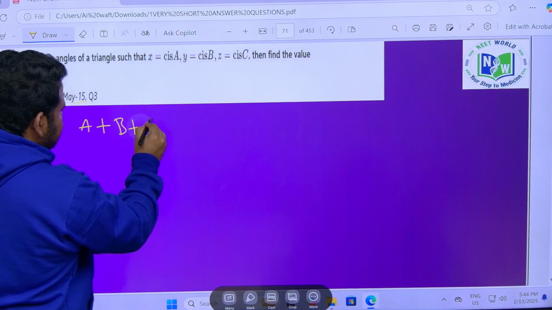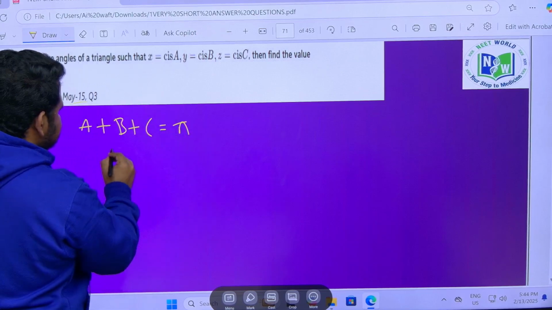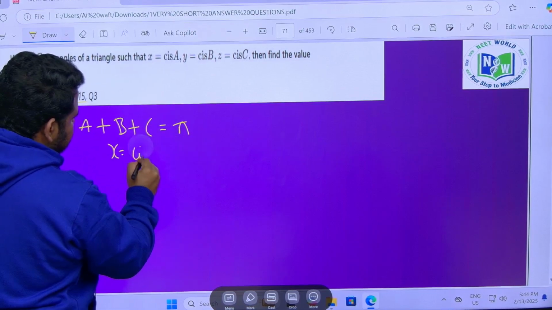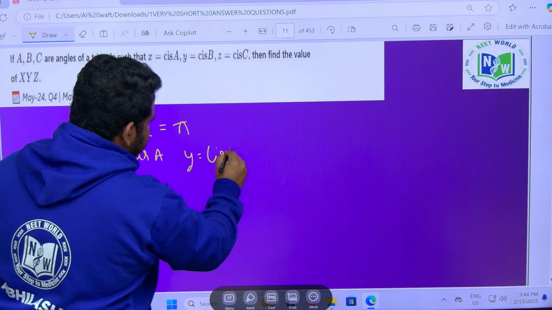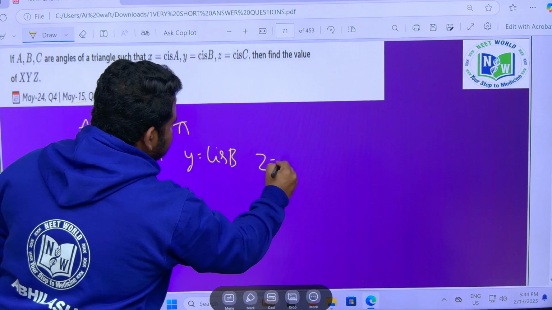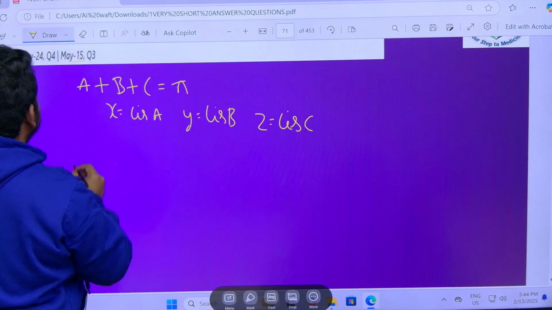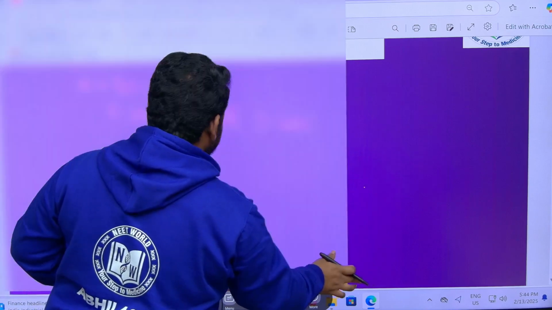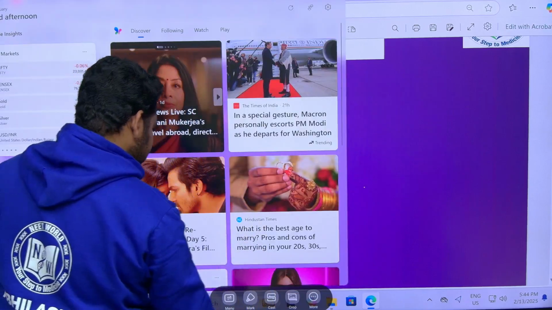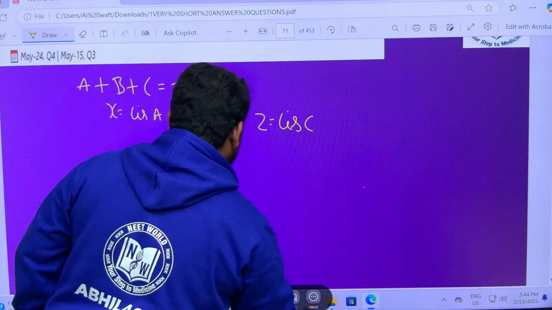So we know that the sum of angles of a triangle is equal to pi. They are telling us x is equal to cis A, y is equal to cis B, and z is equal to cis C. Now they are asking us to find xyz.